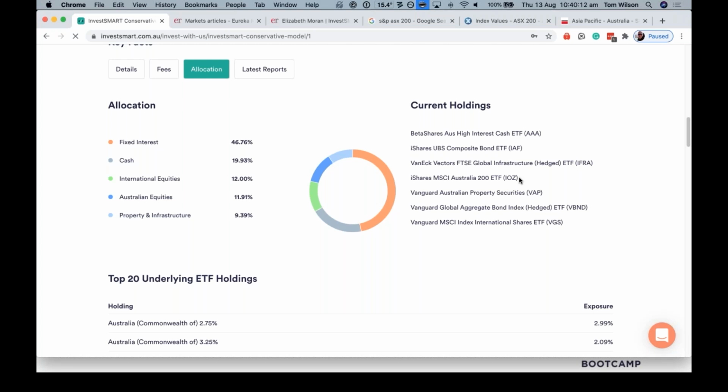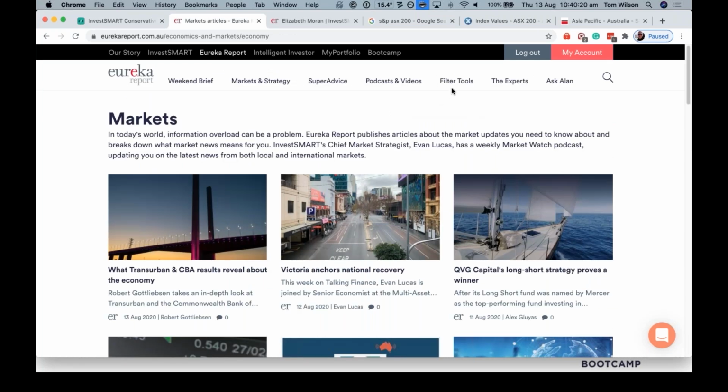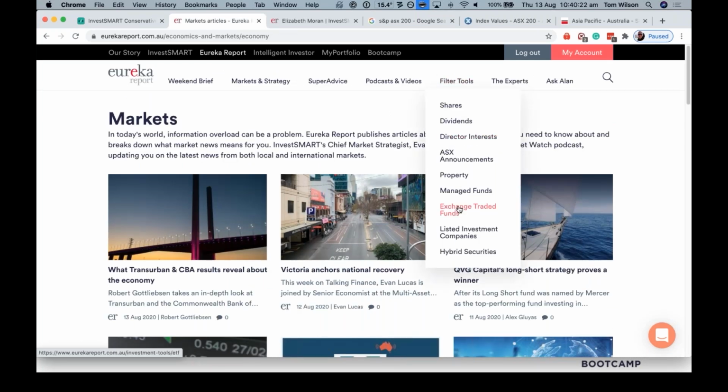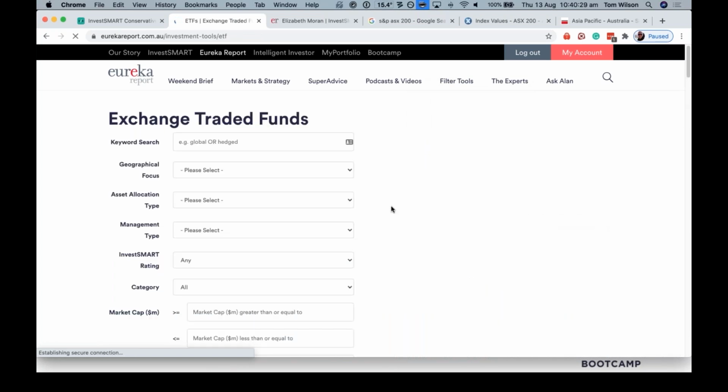The other thing as well, you can have numerous different exchange traded funds or ETFs. And going back up to Eureka Report, there's actually a filter tool here called exchange traded funds where you can search for all these different types. And we'll cover this off in much more detail in an upcoming module. And you can jump ahead and watch the video from that section as well.